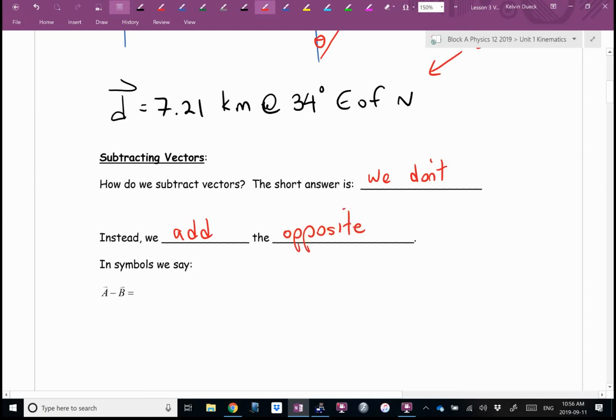We're going to add the opposite. We're going to use the idea from arithmetic that 5, don't write this down, take away 4, answer in your head, is exactly the same as 5 plus negative 4. Answer in your head, still 1. So in vector symbols, if you give me vector A minus vector B, I leave vector A as is, but I add the opposite of vector B. And what would the opposite of vector B be? If vector B was originally west, its opposite would be east. If it was originally pointing south, its opposite would be north.